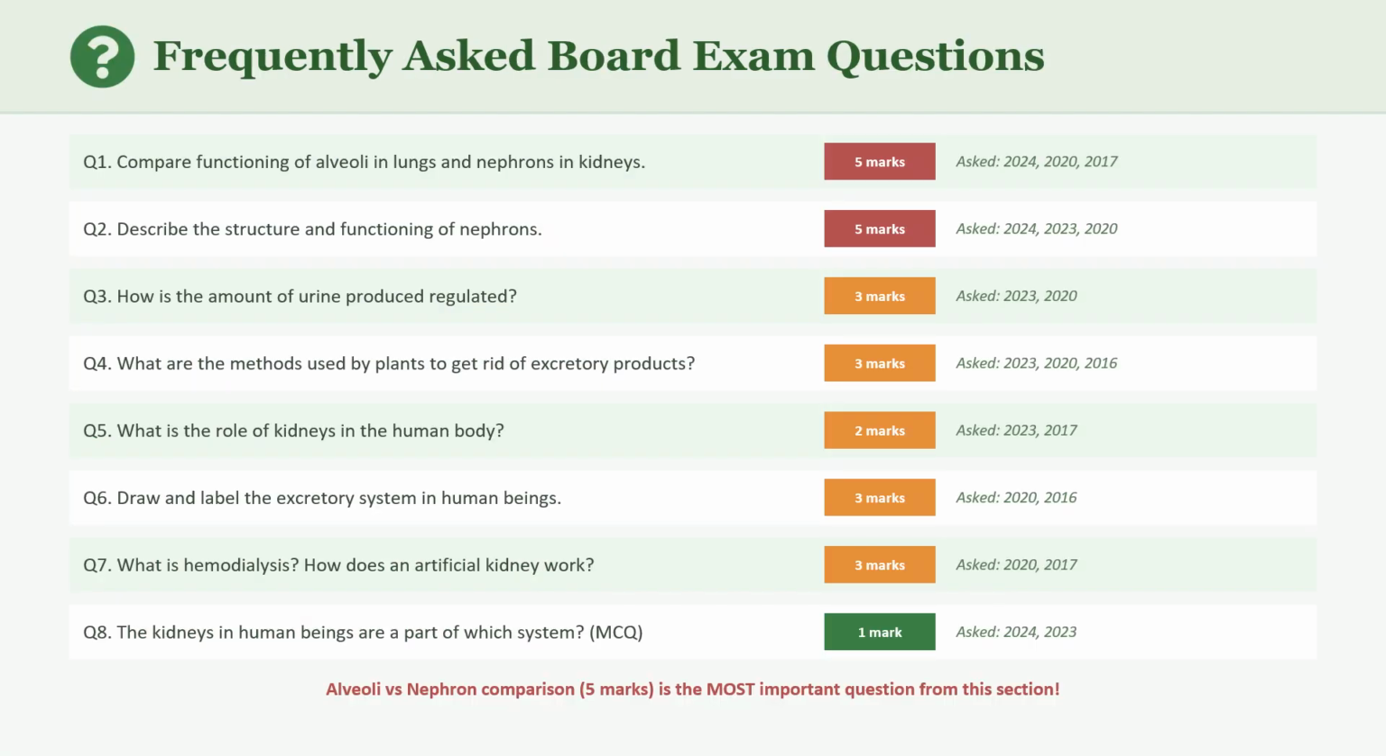Here are some frequently asked board exam questions. Compare the functioning of alveoli in lungs and nephron in kidneys. Describe the structure and functioning of nephrons. How is the amount of urine produced regulated? What are the methods used by plants to get rid of excretory products? What is the role of kidney in human body? Draw and label the excretory system in human beings. What is hemodialysis? How does an artificial kidney work? The kidneys in human beings are a part of this system. These are repeated questions, previous year questions.